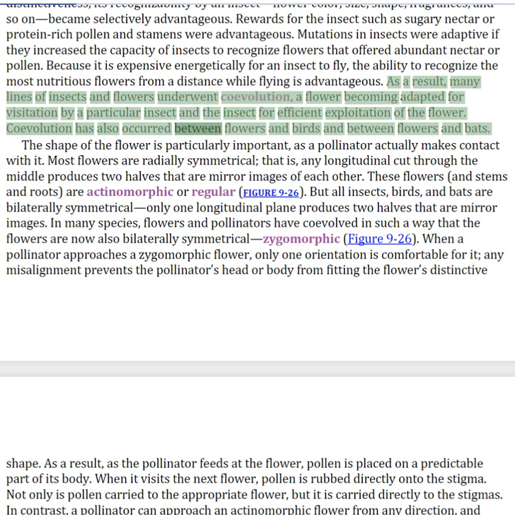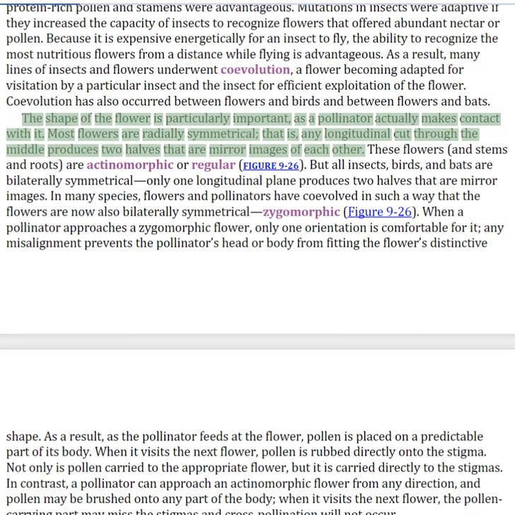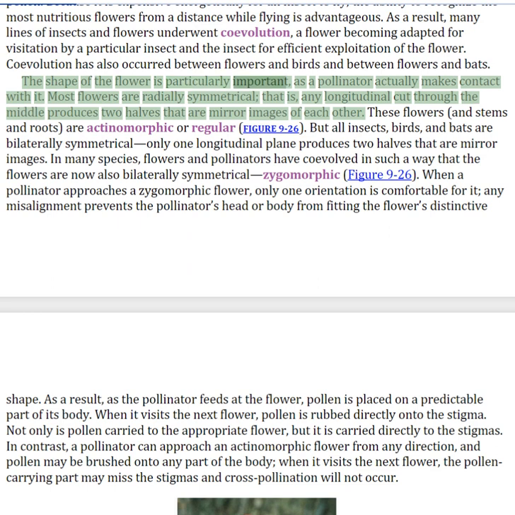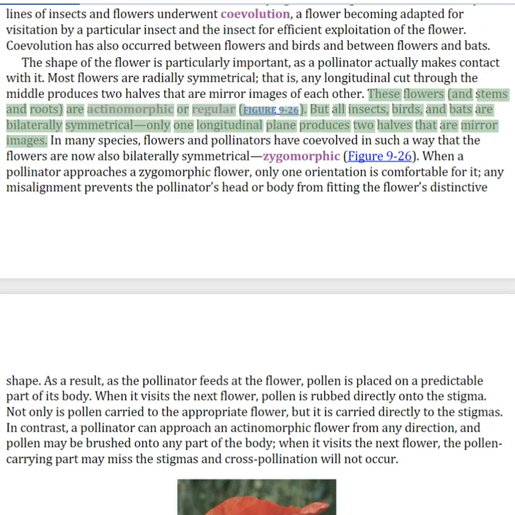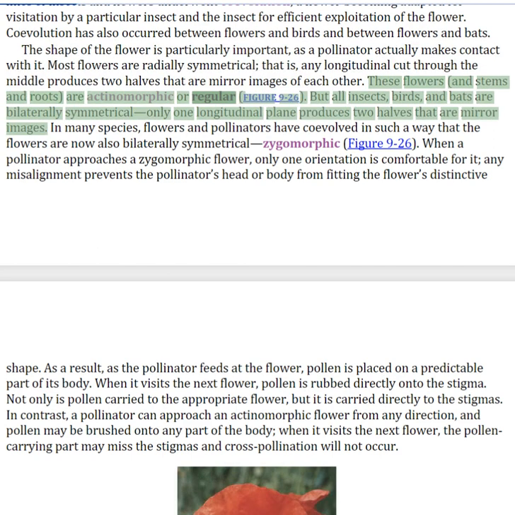Coevolution has also occurred between flowers and birds and between flowers and bats. The shape of the flower is particularly important, as a pollinator actually makes contact with it. Most flowers are radially symmetrical, that is, any longitudinal cut through the middle produces two halves that are mirror images of each other. These flowers are actinomorphic or regular.